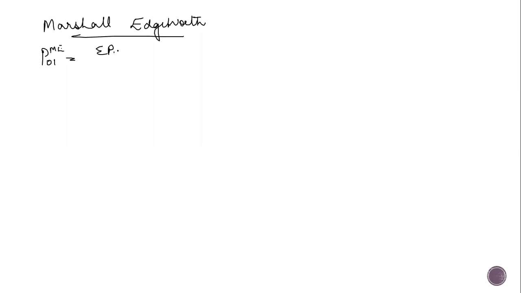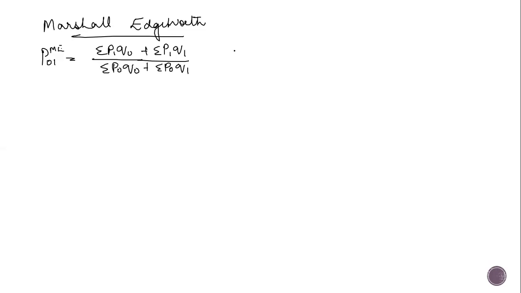Okay. Next method is the Marshall-Edgeworth method. What is the formula under Marshall-Edgeworth? The price index of the base under Marshall and Edgeworth. What is the formula? That is summation P1 Q0 plus summation P1 Q1 divided by summation P0 Q0 plus summation P0 Q1. This is the formula.